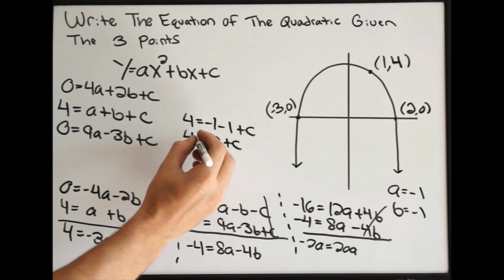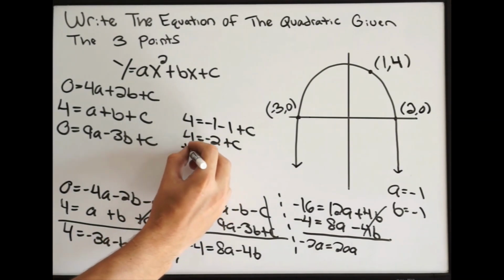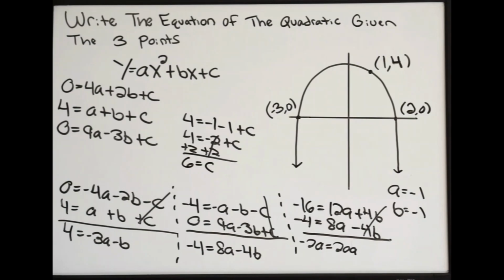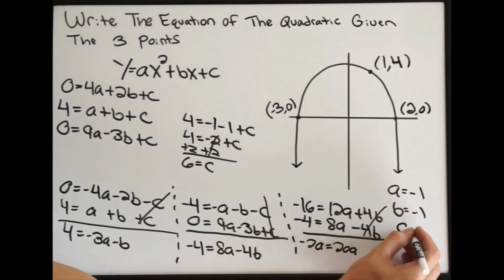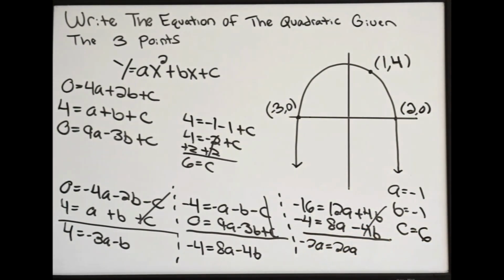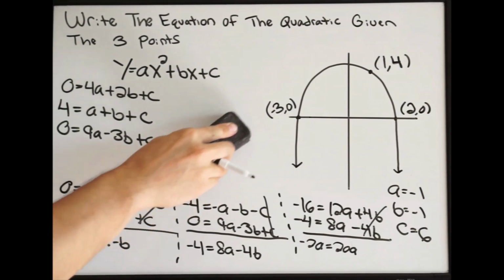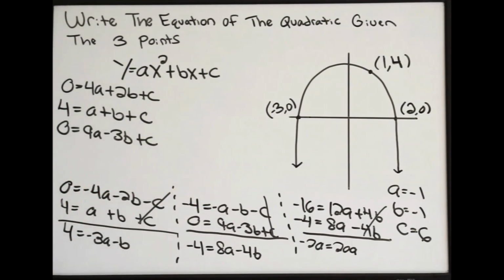Add 2 on both sides, right? And we can see that, well, c is equal to 6. So c is equal to 6. We're ready to write our final equation. All right, so let's go ahead and do that. And let's just go ahead and write it right here. So using our standard form here, we're just plugging in a, b, and c.